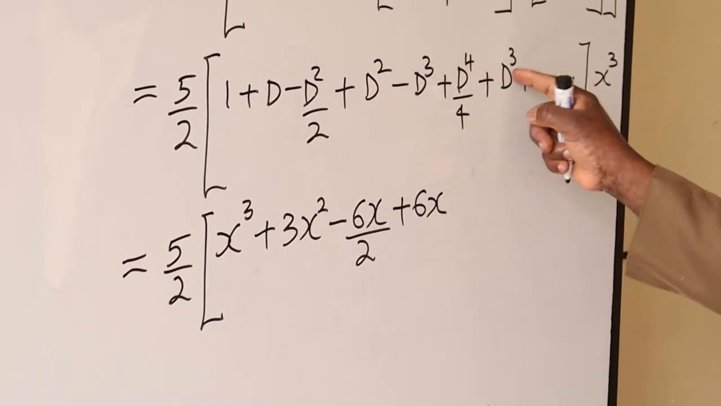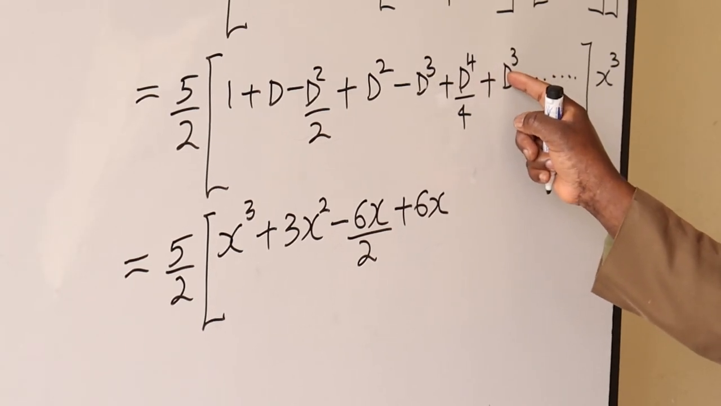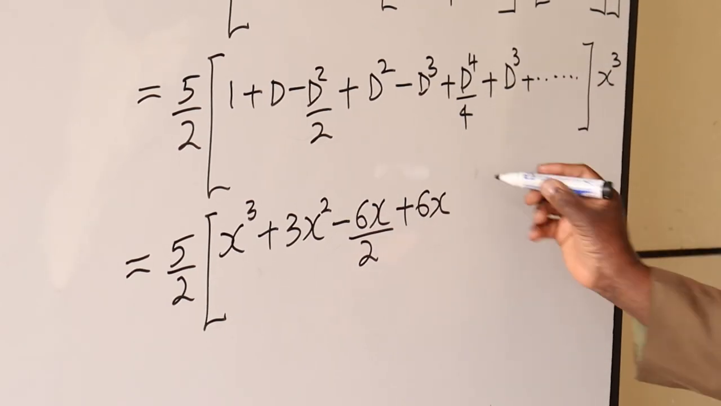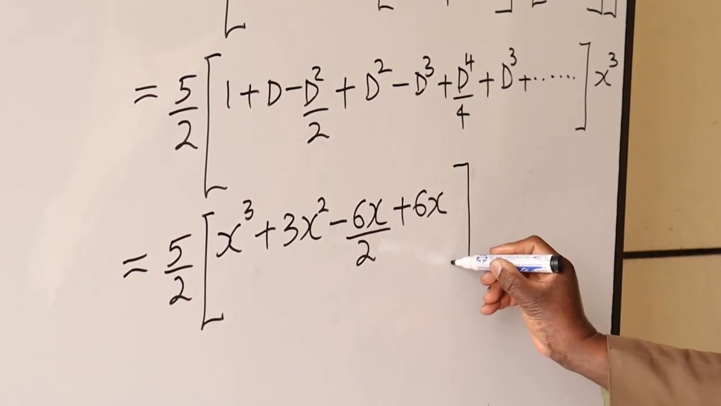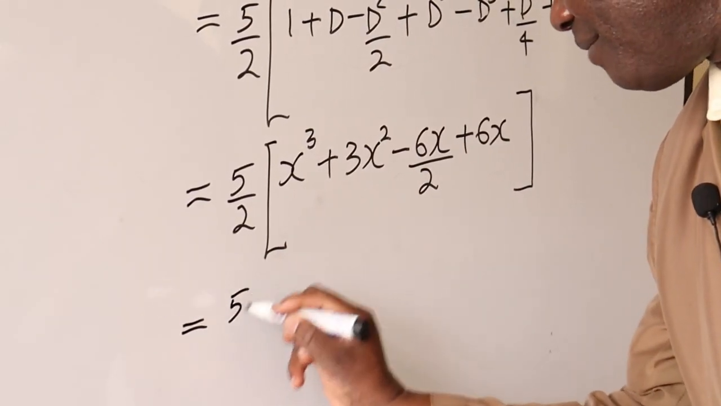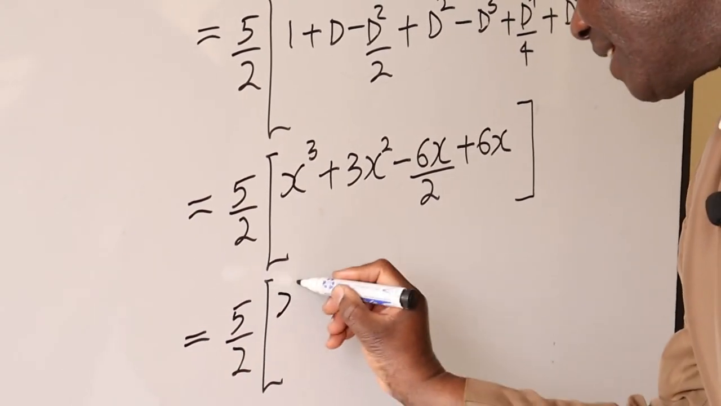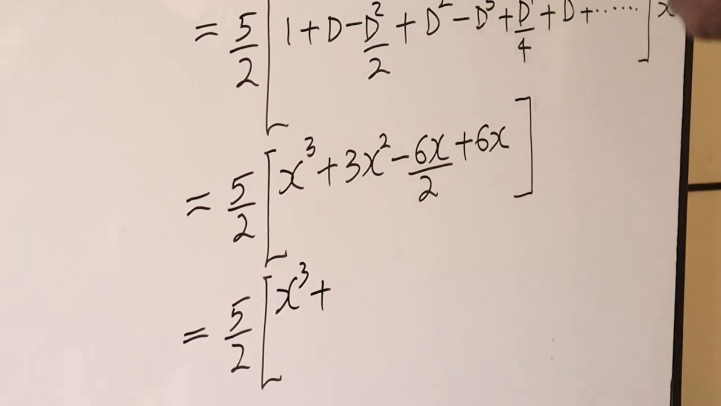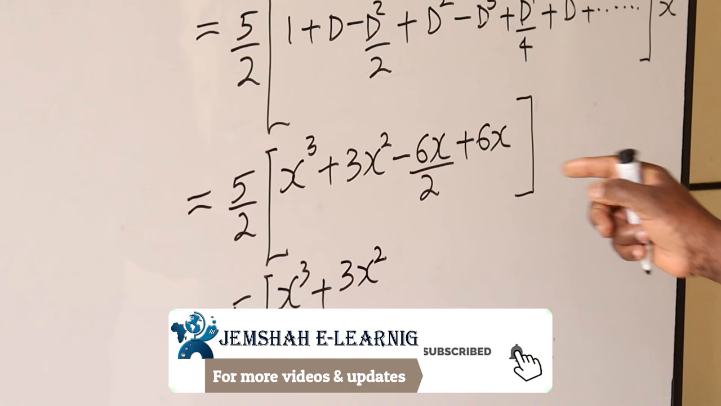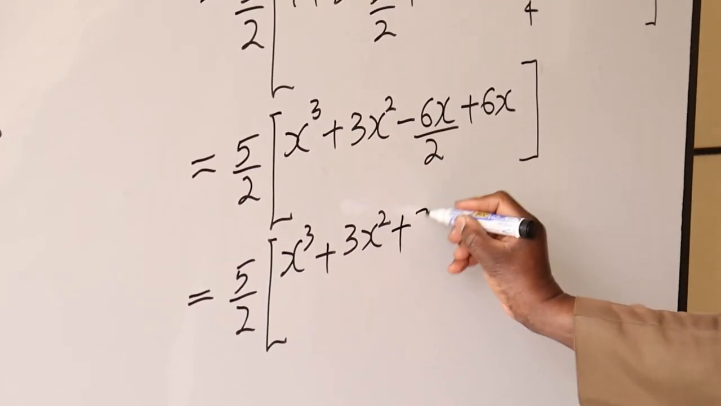This one and this one will cancel because it is minus d cubed plus d cubed. Then d power 4, when it acts on this, we get a 0. So that is the end, which gives us now 5 all over 2 into x cubed plus 3x squared. This is minus 3x plus 6x, we get plus 3x.